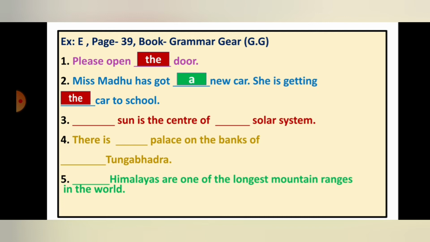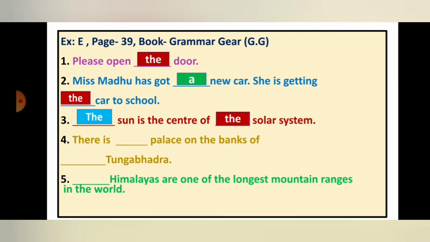Then dash sun is the center of dash solar system. We know that before sun we have to use the. So the is here, and solar system is also a singular thing. So before solar system again we have to use the.